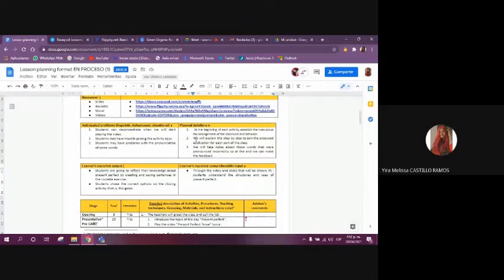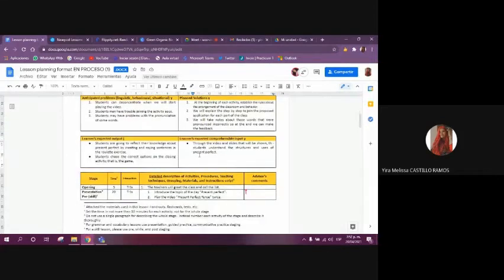The third one is students may have problems with the pronunciation of some words. Our planned solution is to take notes about those words that were pronounced incorrectly. So at the end, we can give the feedback to the students.